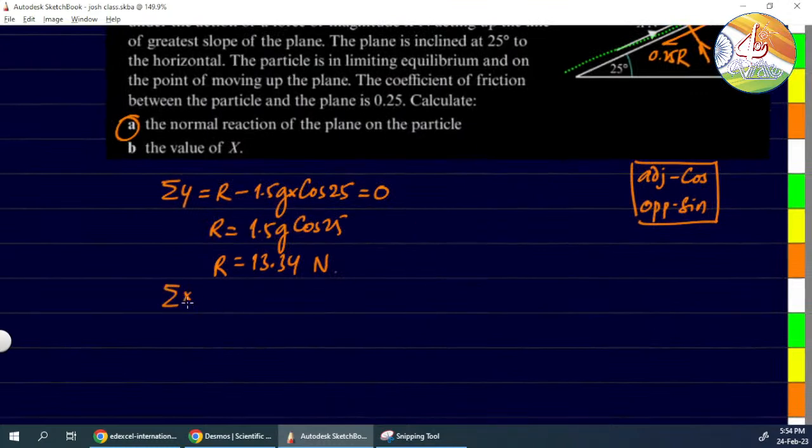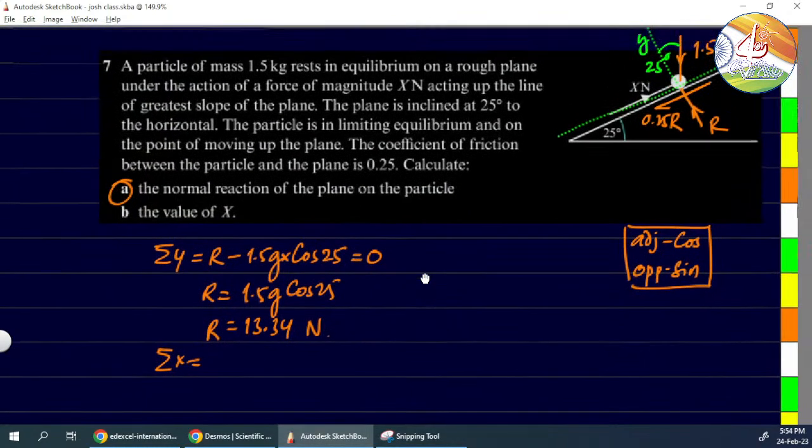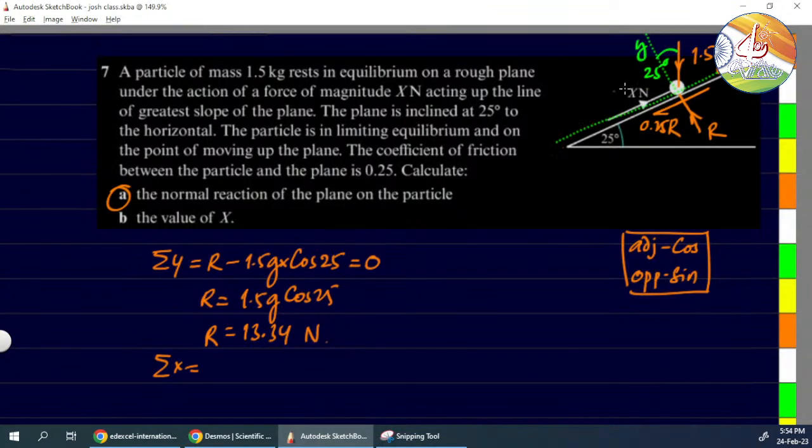Then sigma x. What are the forces in the x direction? First we have the x force in the forward direction, so let's take x. Then we have the backward force, the friction force, 0.25 times R. Are there any other x components? Here the weight is acting on an incline, so you get vertical and horizontal components for that. Now we are finding the horizontal one.